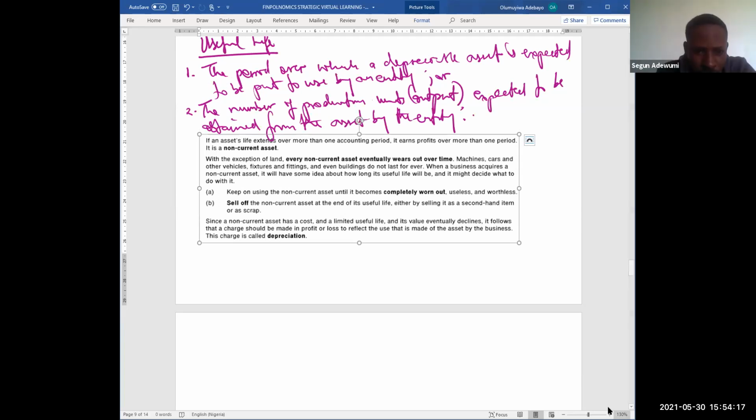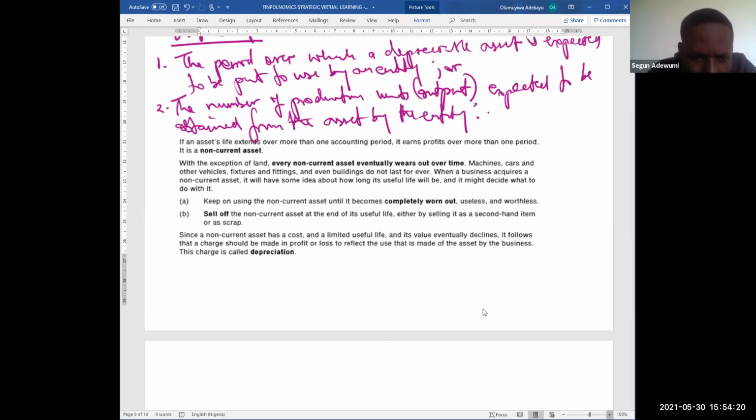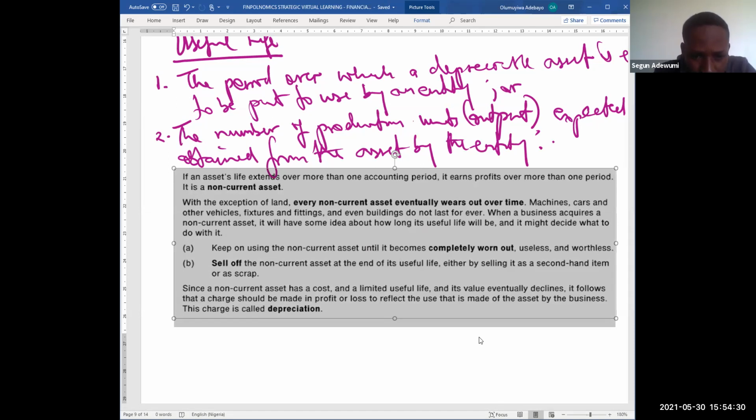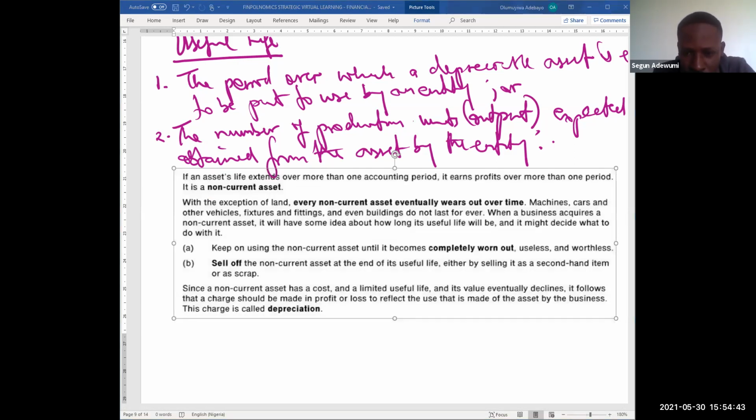If an asset's life extends over more than one accounting period, it earns profits over more than one period. It is a non-current asset. With the exception of land, every non-current asset eventually wears out over time. Machines, cars, and other vehicles, fixtures and fittings, and even buildings do not last forever. When a business acquires a non-current asset, it will have some idea about how long its useful life will be, and it might decide what to do with it.